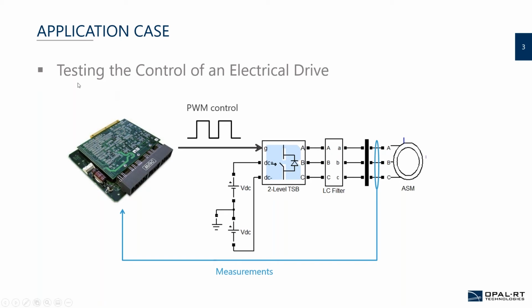Let's start, for example, with testing the control of an electrical drive. This is the controller for an electrical drive, and you send PWM control signals to the simulator. Let's say we have a two-level converter simulated on the simulator. This means that the converter, the LC filter, and the asynchronous machine are simulated on the OPAL simulator, and you communicate with your real controller through PWM control signals.